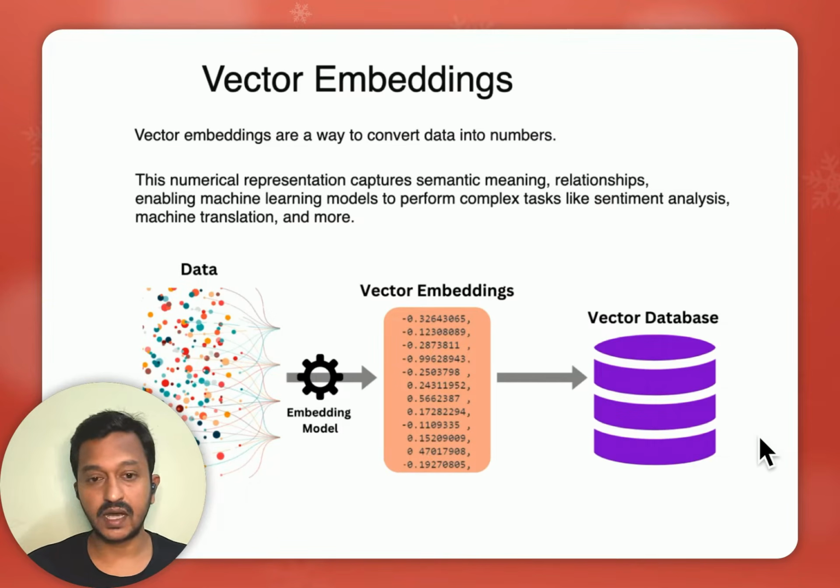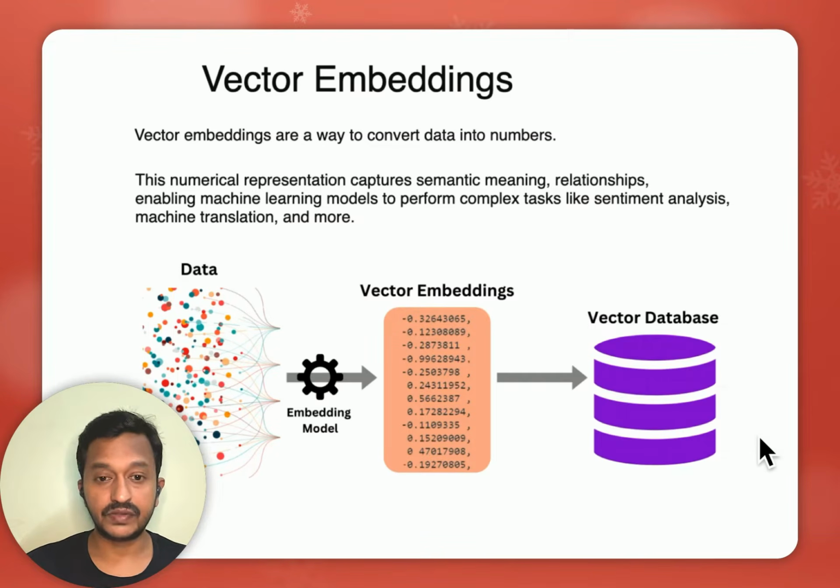Vector embeddings are a way to convert data into numbers that machines can easily understand and process. Machines don't understand human language, right? So that is why we need vector embeddings. As you can see in the image, the data from various sources, it can be structured, semi-structured, unstructured, it can be audio, video, image, gets converted into vector embeddings.